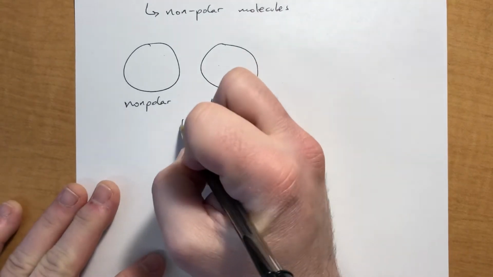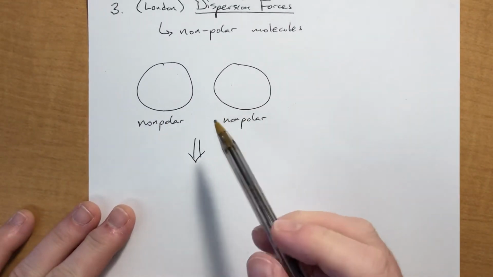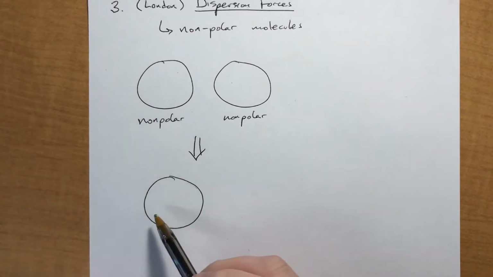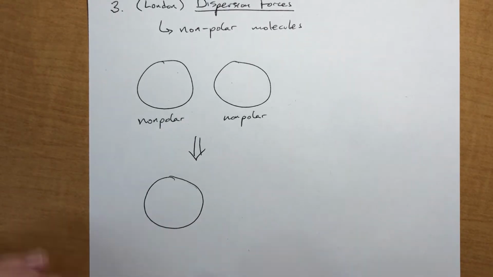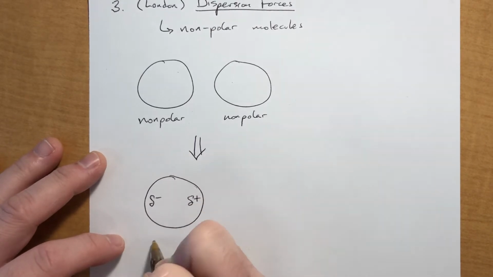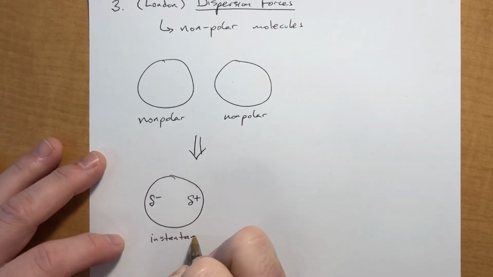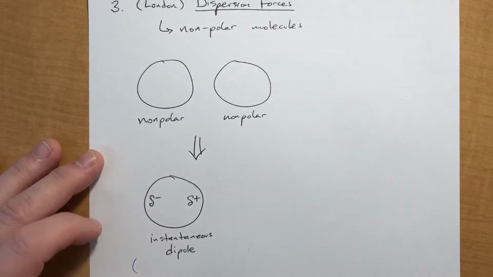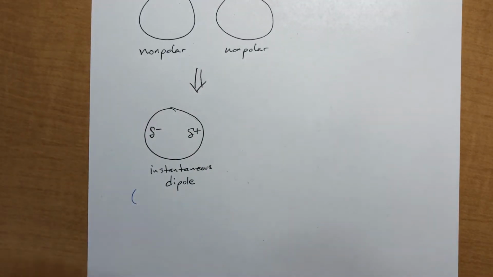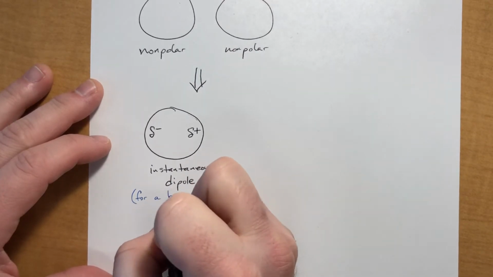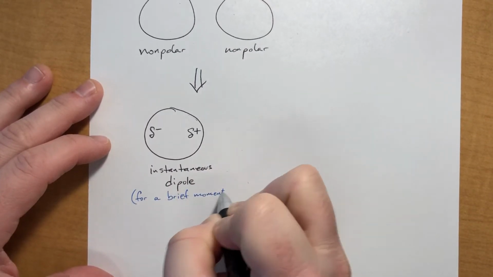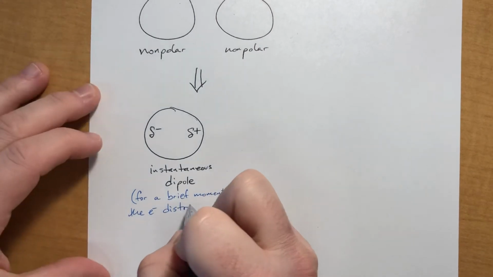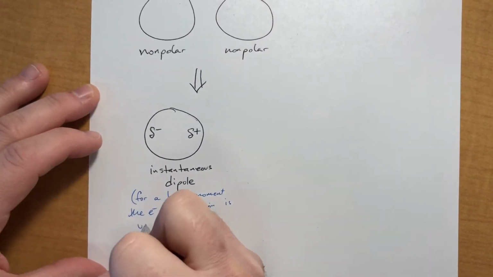The odds of them being completely evenly distributed all the time is not very high. So what happens is, at some point, one of these two, I'm just going to pick the left one, it's entirely possible that the electrons just won't be evenly distributed. There might be more of them on the left than on the right or something. So what we end up with is this thing called an instantaneous dipole. And what this means is basically, for a brief moment, the electron distribution is uneven.